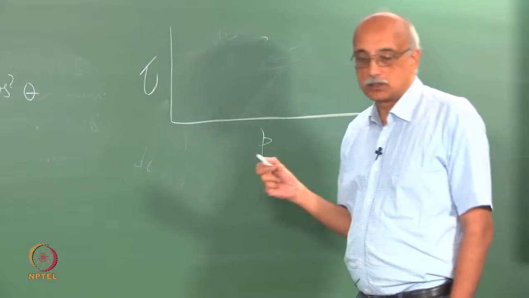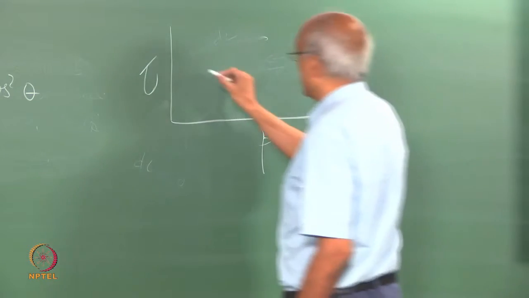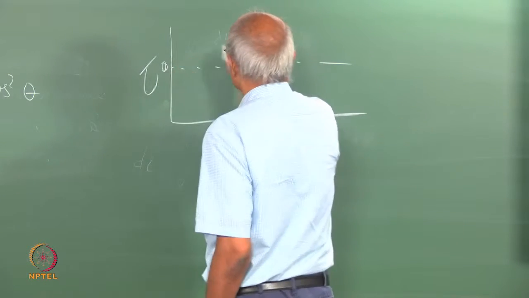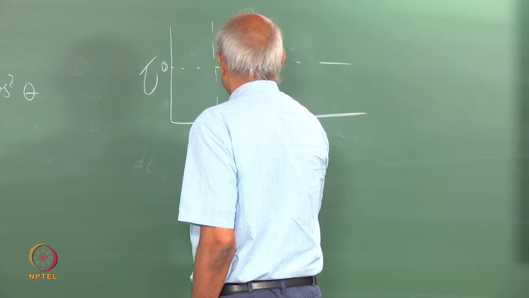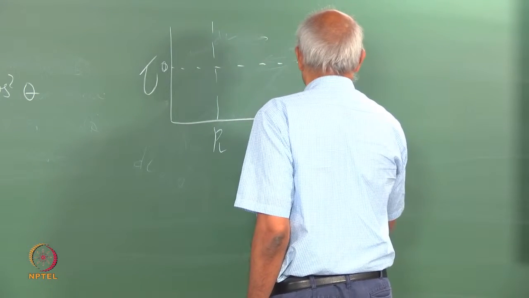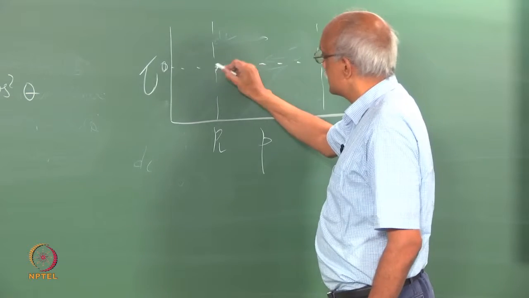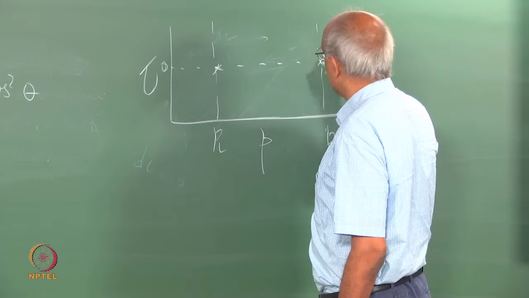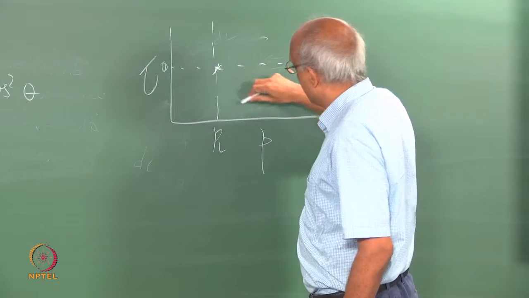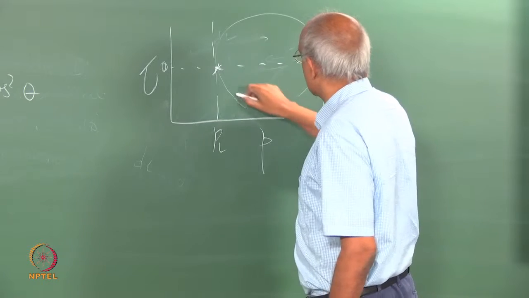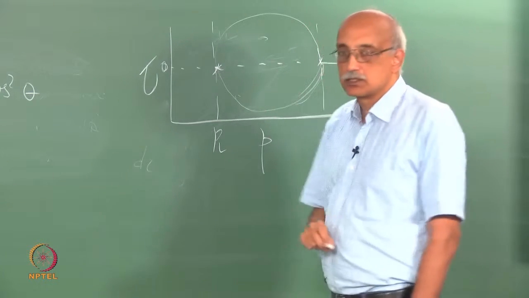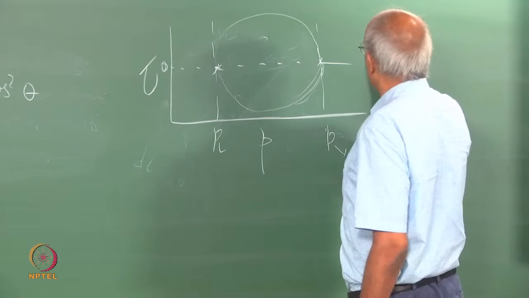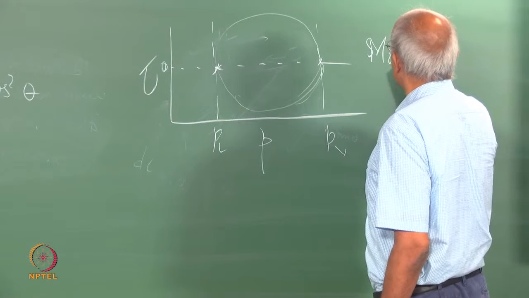So, if you plot P on the x axis and tau on the y axis, and let us say this corresponds to tau equals 0, this corresponds to P equals PL and this corresponds to P equals PV. So, tau equals 0 when P equals PL and tau equals 0 when P equals PV, and actually if you then calculate the values, basically what you come up with is a circle that represents the relationship between P and tau. This is called the Mohr stress circle.